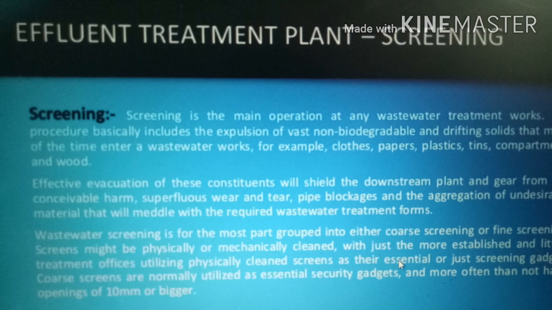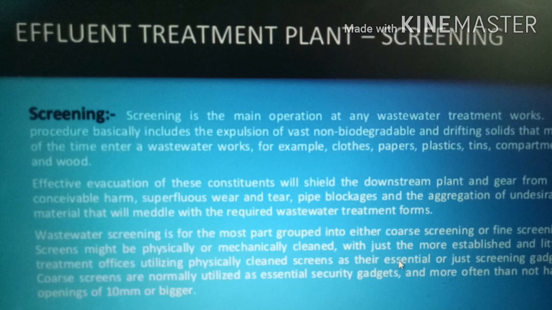So screening is a main operation at any wastewater treatment works. This procedure basically includes the removal of large non-biodegradable and floating solids that frequently enter a wastewater works, for example clothes, papers, plastics, tins, containers and wood. Effective removal of these constituents will shield the downstream plant and equipment from any possible harm, unnecessary wear and tear, pipe blockages and accumulation of undesirable material that will interfere with required wastewater treatment processes.